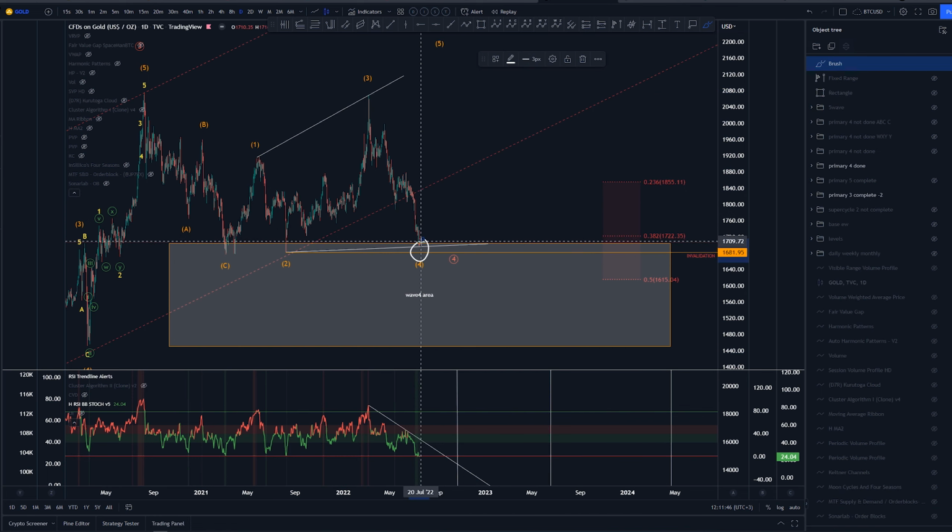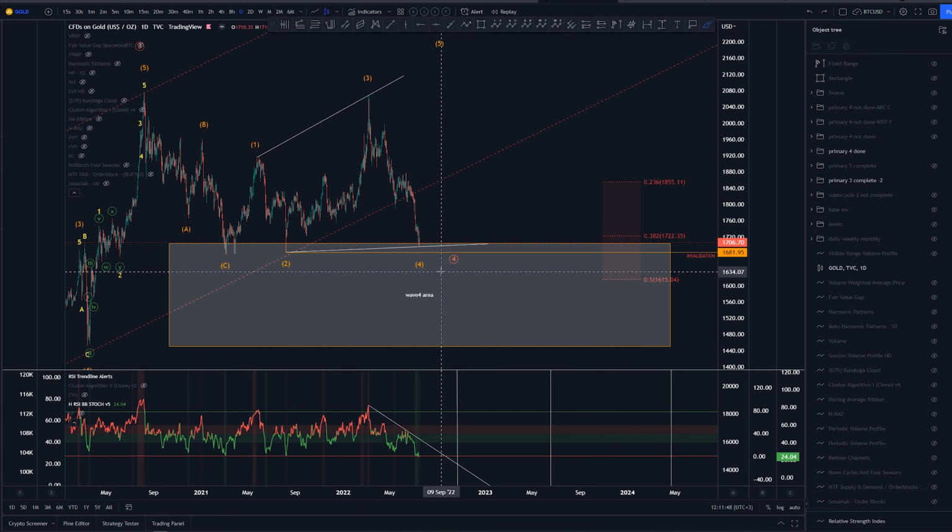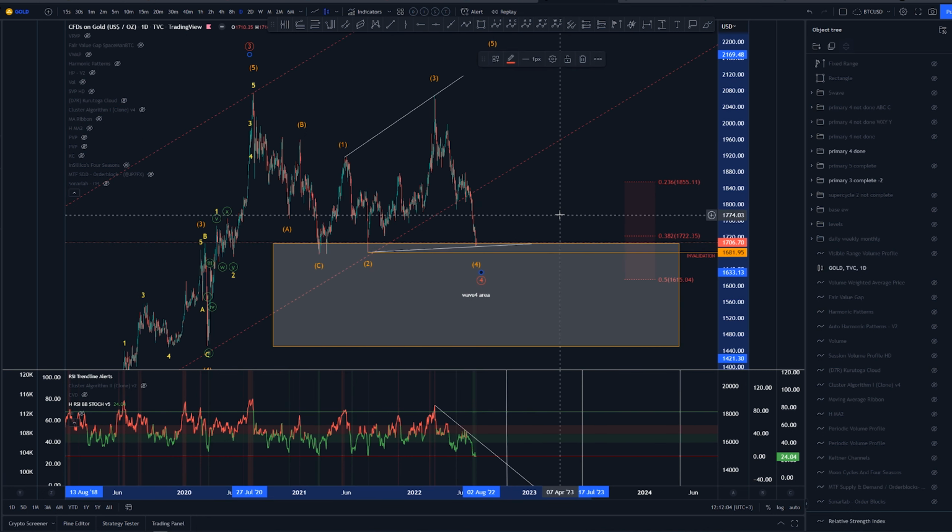I'm not going to be longing anything here, as we are within a downtrend with no significant bottoms in sight according to my counts. So that's why I'm not really looking forward to longing anything here. But yeah, that is still one of the scenarios.